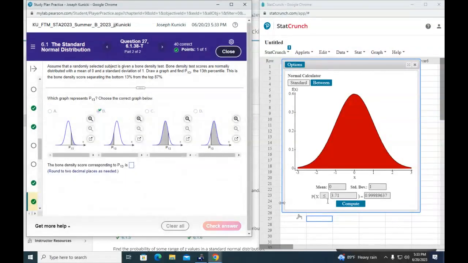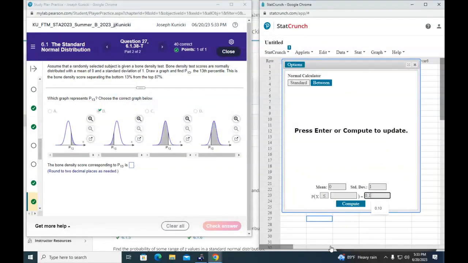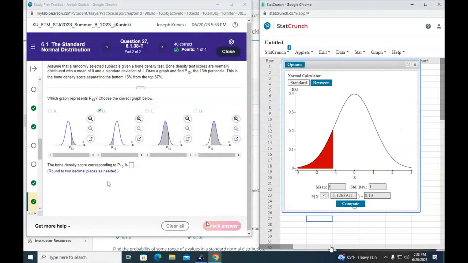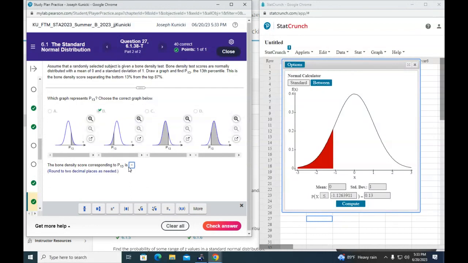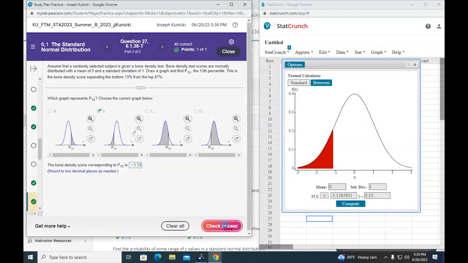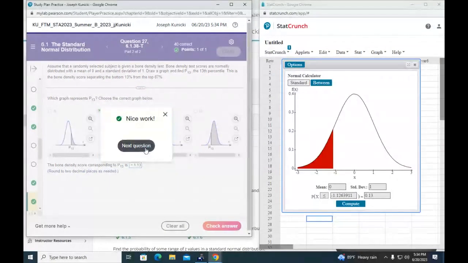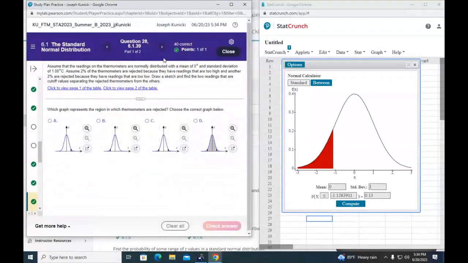So what do I do here? I know I want Z less than, but I don't put in the number. I put in the percent. I put in 13% for the probability, and so that's minus 1.12. Two decimal places. Negative 1.12, if you round it correctly. Number 40.